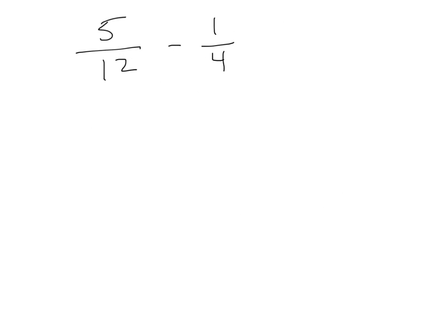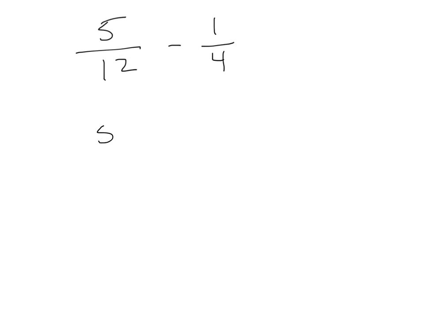So let's take a look at another problem. Here we have 5 over 12, or 5/12, minus 1 over 4, 1/4. Now to do this, we can't just simply go 5 minus 1 and 12 minus 4 and get 4 over 8 for our answer. Once again, we need to find a common denominator. In this case, we actually don't need to do anything to the 5 over 12 because 12 is the lowest common denominator between these two fractions.